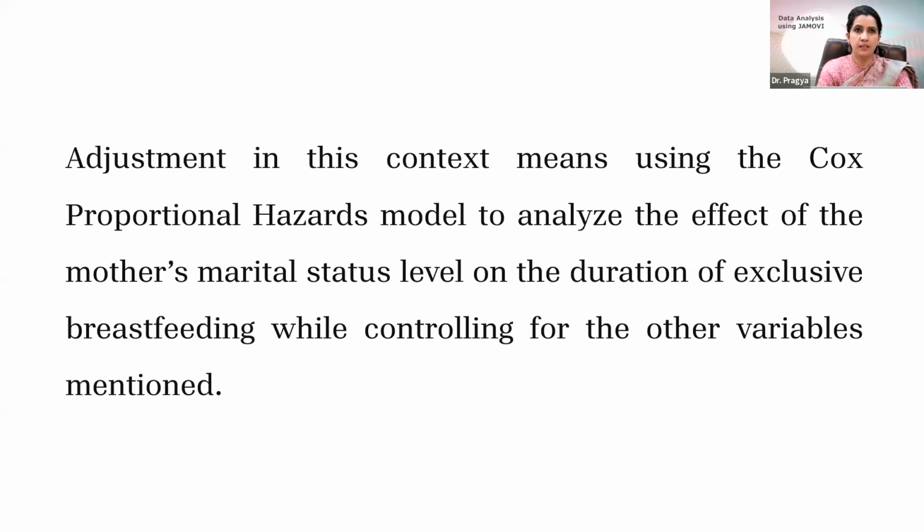So adjustment in this context, what does it mean? Adjustment means that we are trying to control for the confounders, because initially we have seen that there is an interplay between all the variables, and we don't know whether the other variables are acting as a confounder for this variable's effect or not. That's why the adjusted hazard ratio removes the possibility of the confounding effect, because it gives you the value after controlling for the other variables.